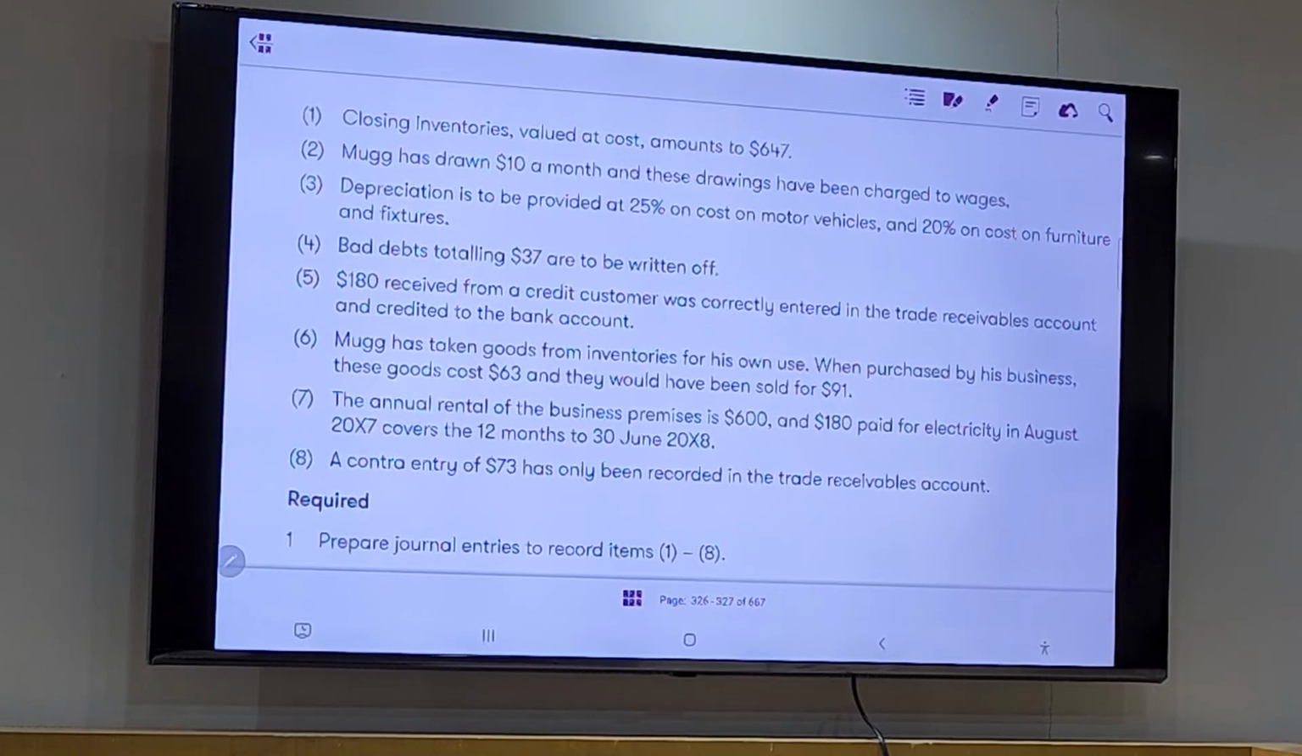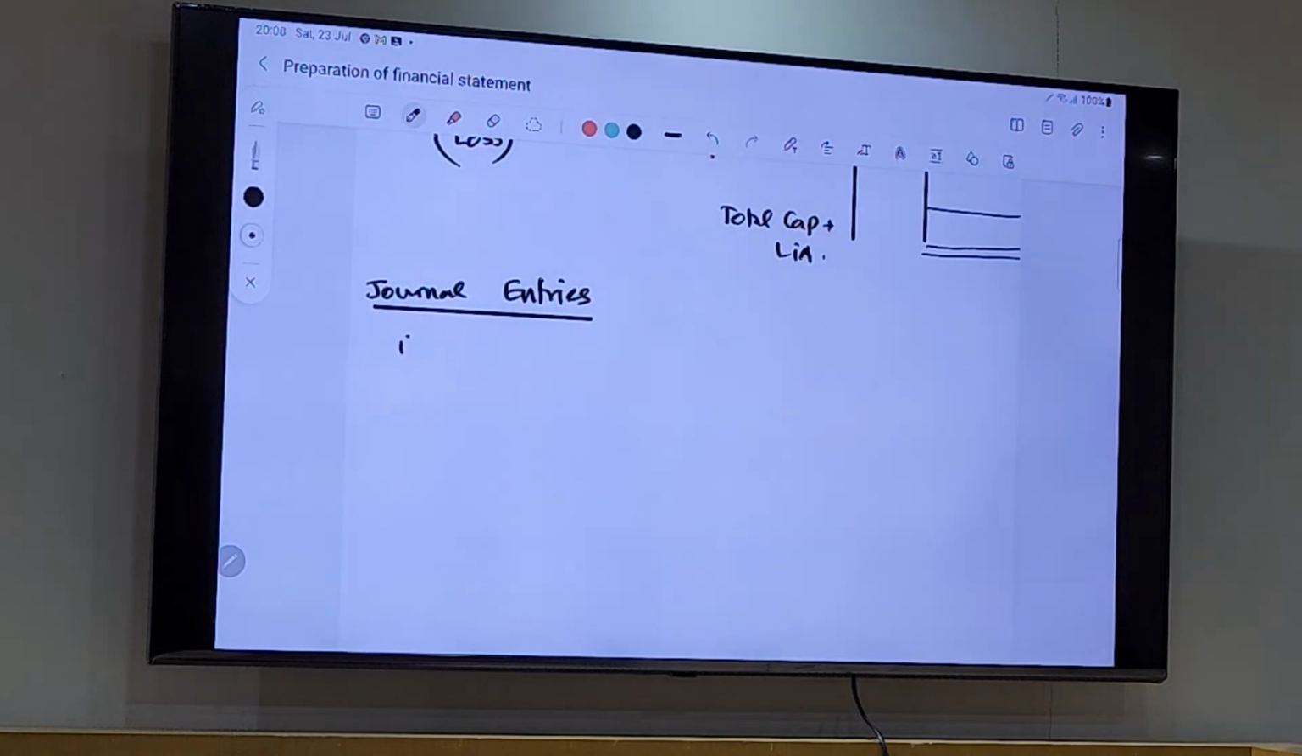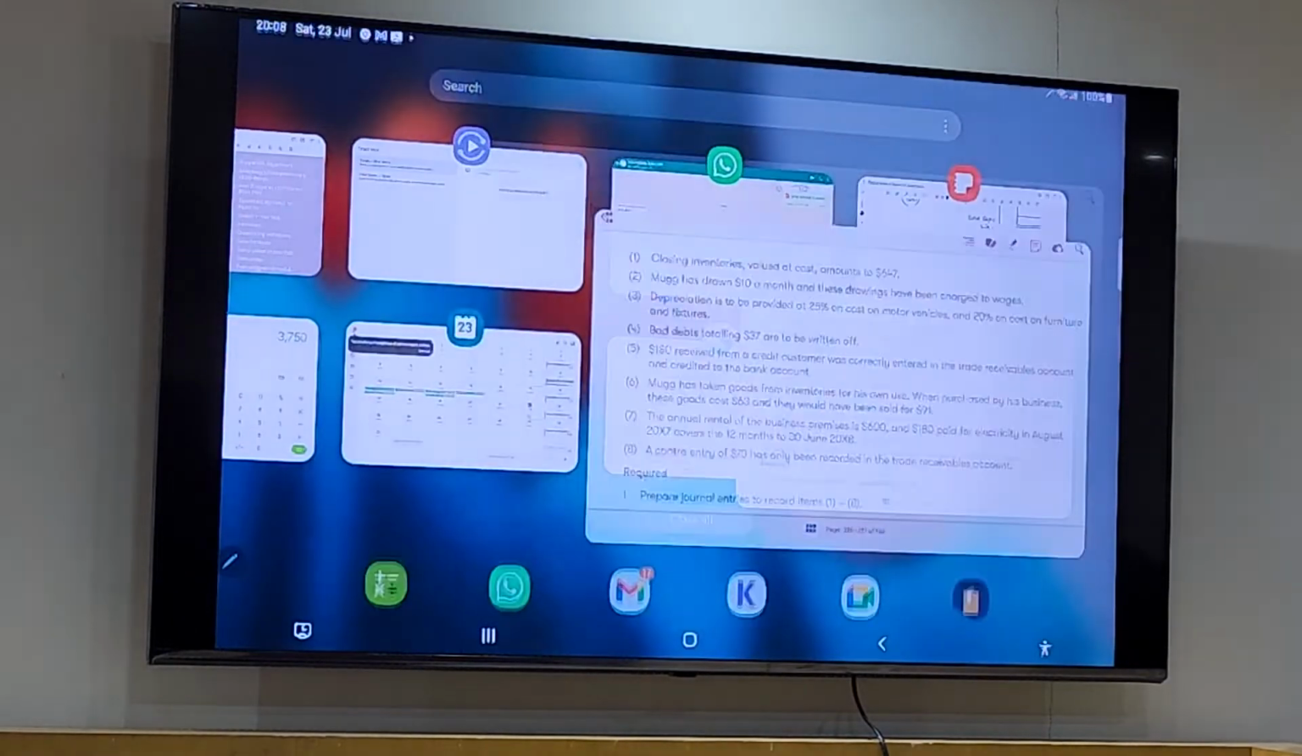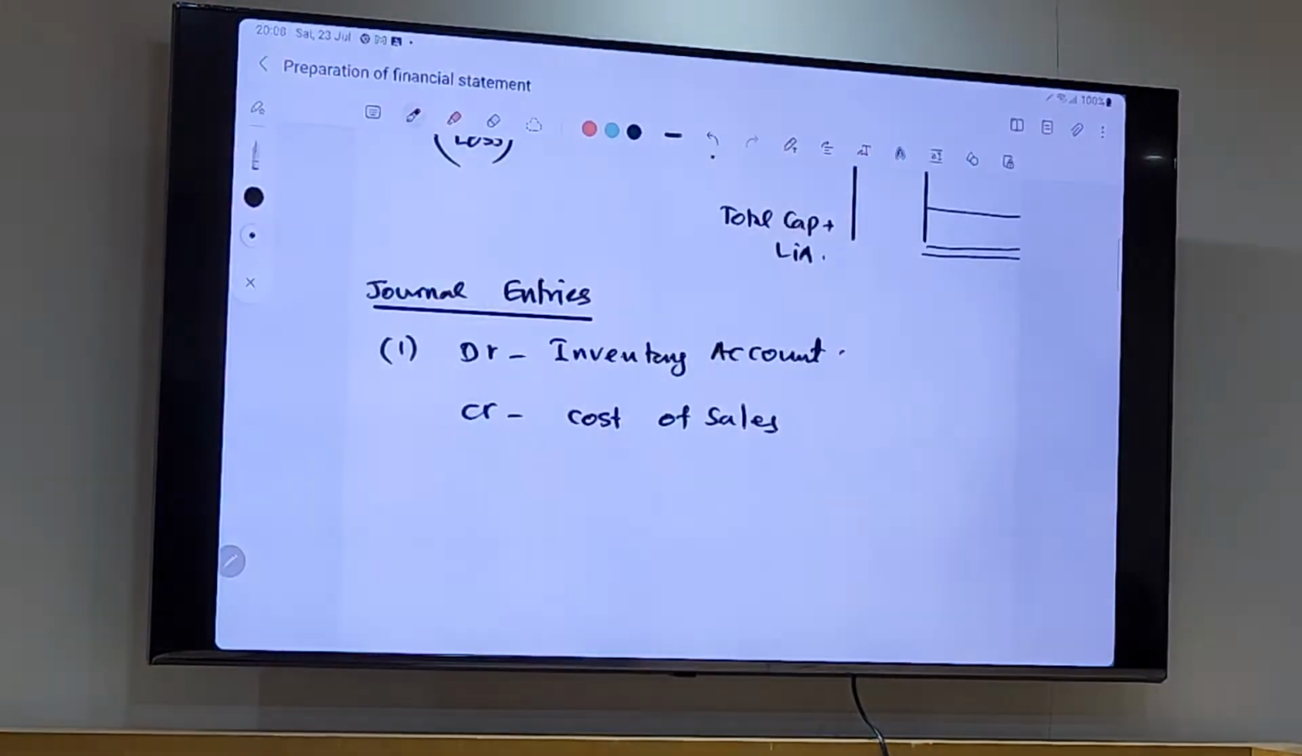In the P&L we have to minus it. You have to credit the cost of sales and then debit the balance sheet as closing inventory, under current assets. So first entry, debit inventory account, credit cost of sales. How much? 647.